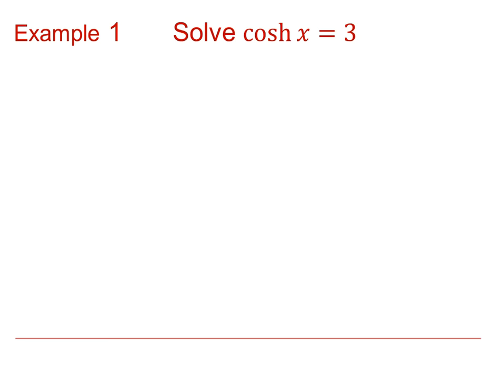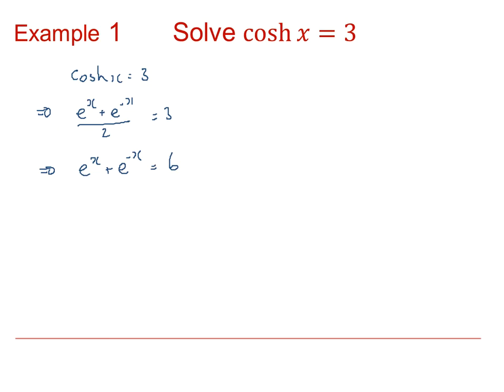The first one is to solve cosh x is equal to 3. So if we have cosh x is equal to 3, we can write that in terms of the definition of cosh, so that is e to the x plus e to the minus x over 2 is equal to 3. And then multiplying by 2 gives us e to the x plus e to the minus x is equal to 6.